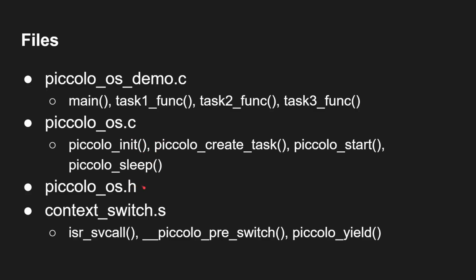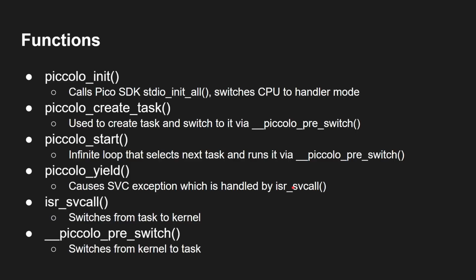There's a header file, and then there's context-switch.s, which is some Arm Cortex-M0 assembly code. This is where things do get a bit interesting, and in here you've got an interrupt handler, that's the SV call here. You've got Piccolo pre-switch, and you've got Piccolo yield, and we'll talk all about those in a minute. So what do the functions do?